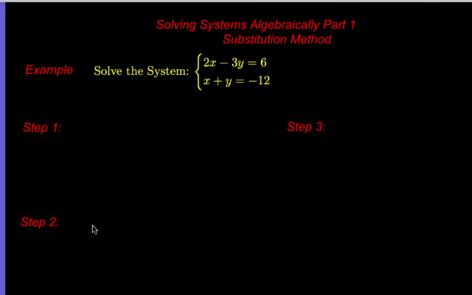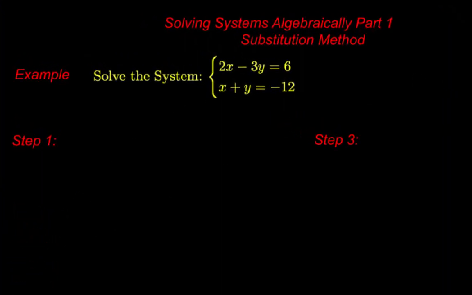Okay, so let's solve the system here. We'll move these out of the way and move these down so we can go in a logical order. So step number 1, I have to pick an equation to solve for one of the variables. That looks really easy, so I picked x plus y equals -12. Solving for y by subtracting x from both sides, you have y equals -x minus 12.